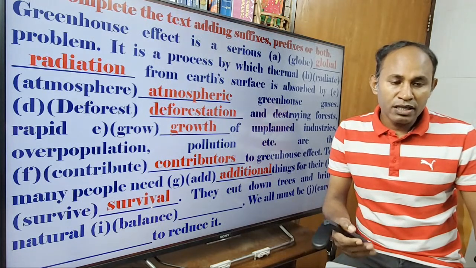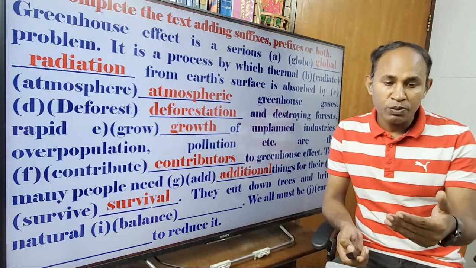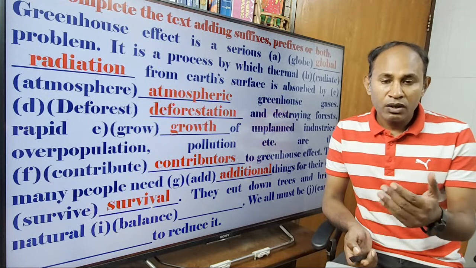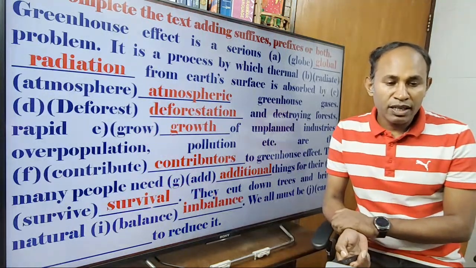They cut down trees and bring natural balance, since we are talking about the greenhouse effect. So balance will not happen; it will be an imbalance, just the opposite of balance, as you know. So natural imbalance.